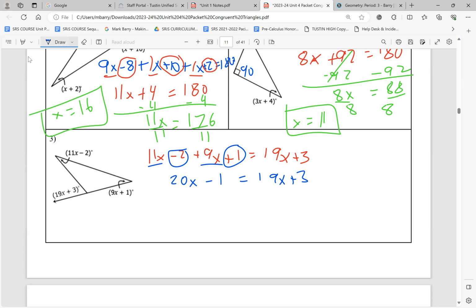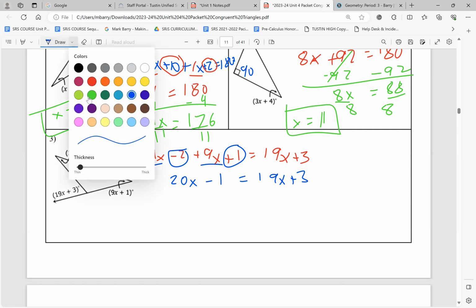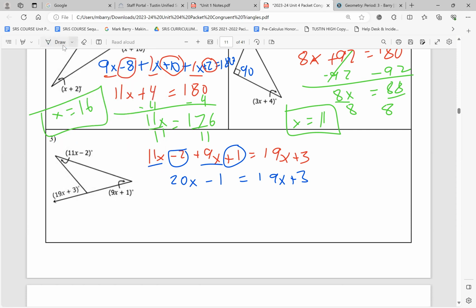All right, we have variables on both sides. Whenever that happens, we want to get all the variables on one side. So I'm going to subtract 19x from both sides. I always like my variables on the left-hand side. That's going to put this as 1x minus 1 equals 3. Remember, whenever it's 1x, you can really just write it as x. Then we will add 1 to each side, and we'll say x equals 4.